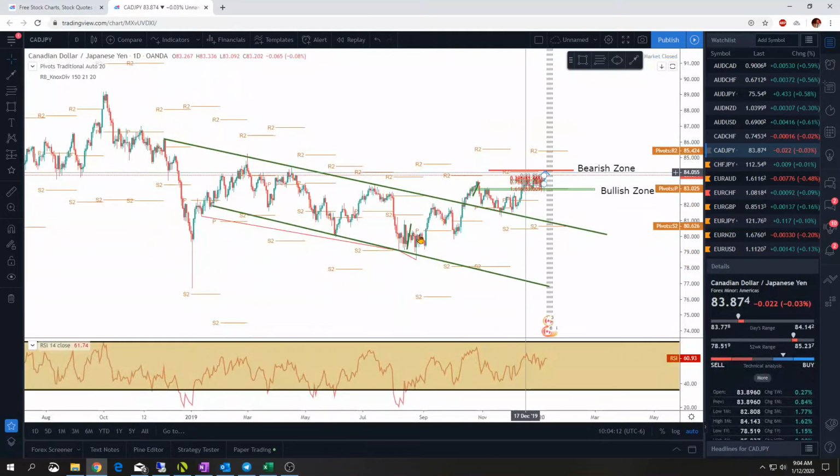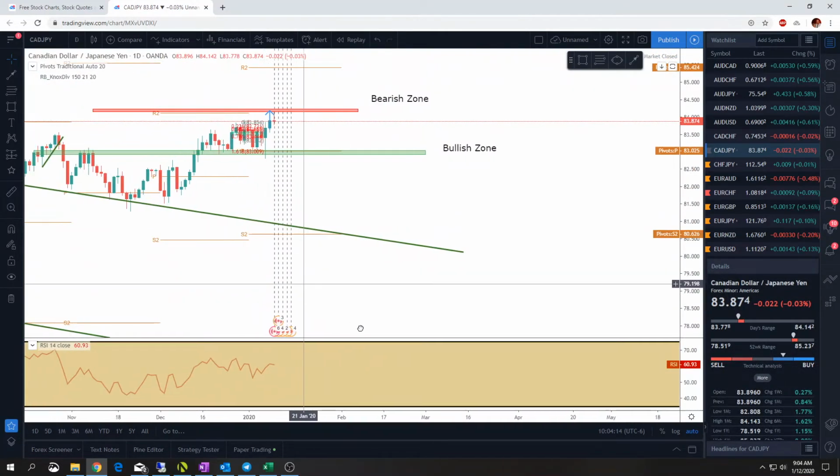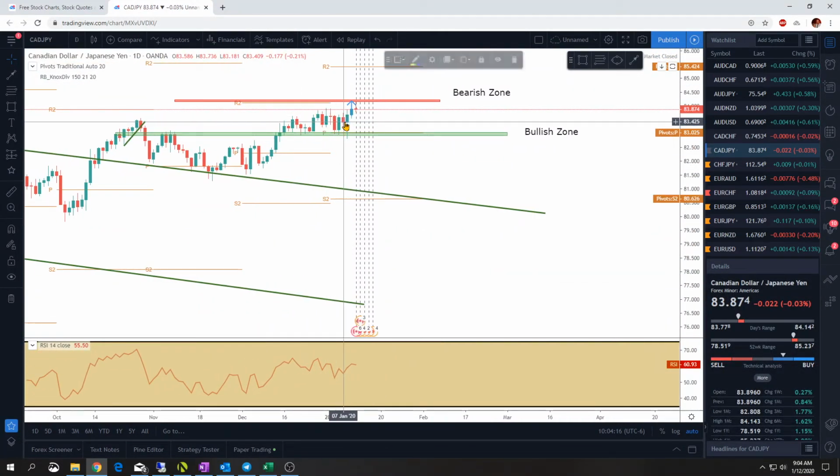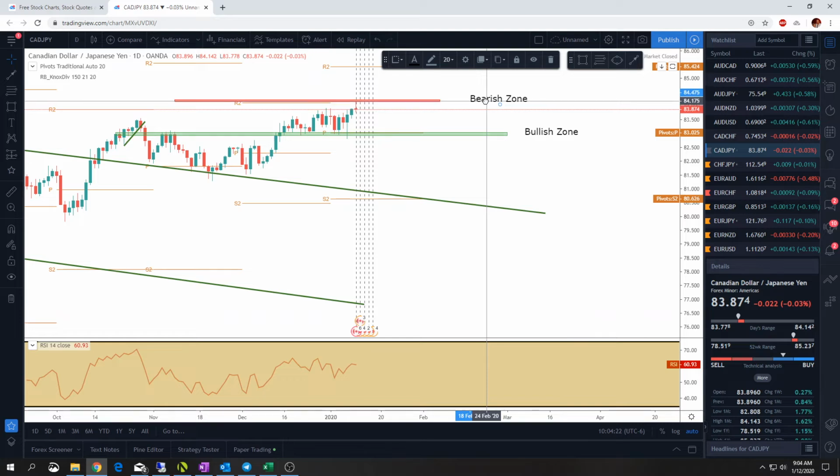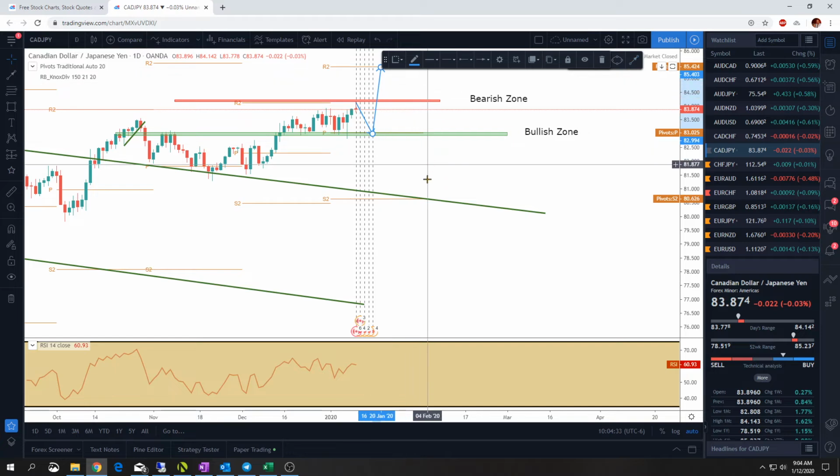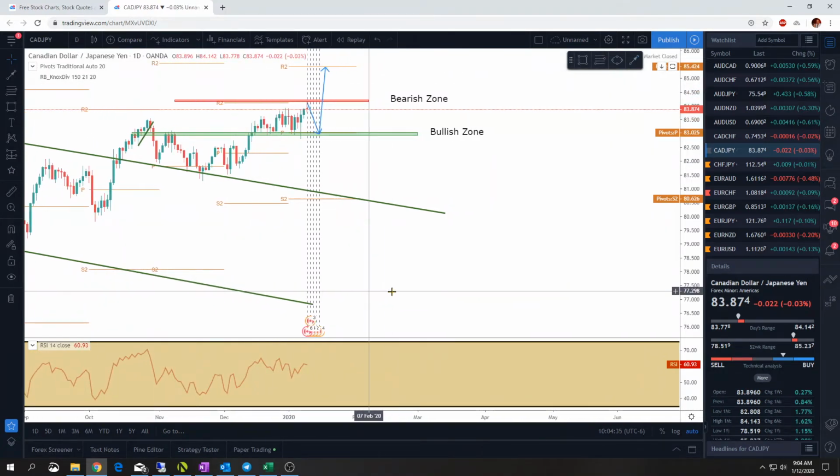Canadian dollar JPY kind of looks the same, right? So let's get rid of some of this noise. Price is starting to respect this bearish, so I'm bearish this pair back down to that support, and then I like it up to that R2. So pretty much the same thing.